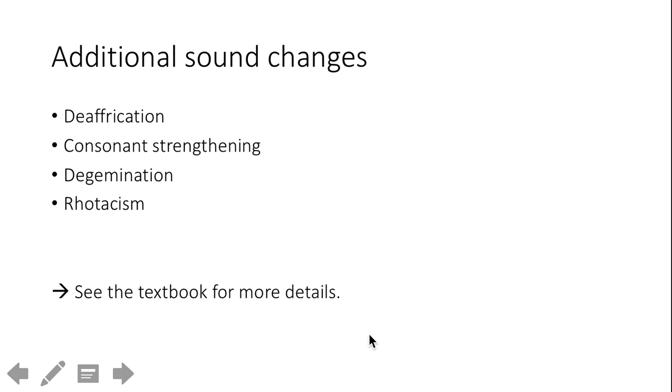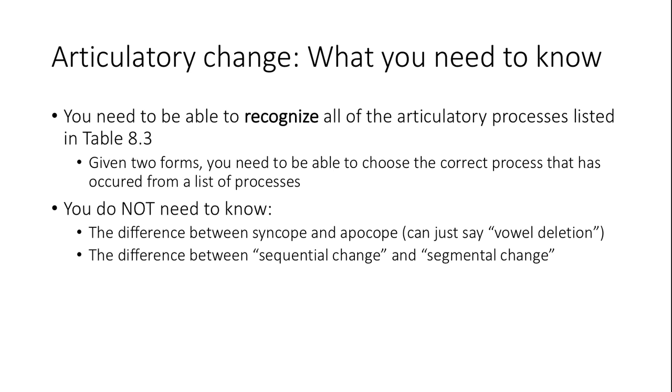So those are the only sound changes I'm going to talk about. There are some additional sound changes: deaffrication, consonant strengthening, degemination, and rhoticism. You need to be able to recognize all of the articulatory processes listed in Table 18. So if I give you two forms, like an older form and a newer form, you need to be able to choose the correct process that has occurred from a list of processes. I won't make you come up with them yourself. You don't need to know the difference between syncope and apocope, or the difference between sequential change and segmental change.